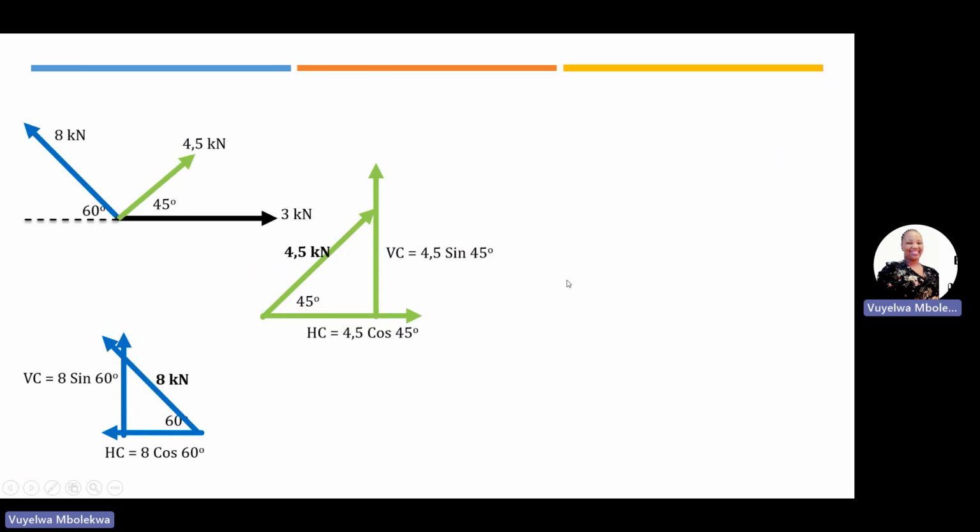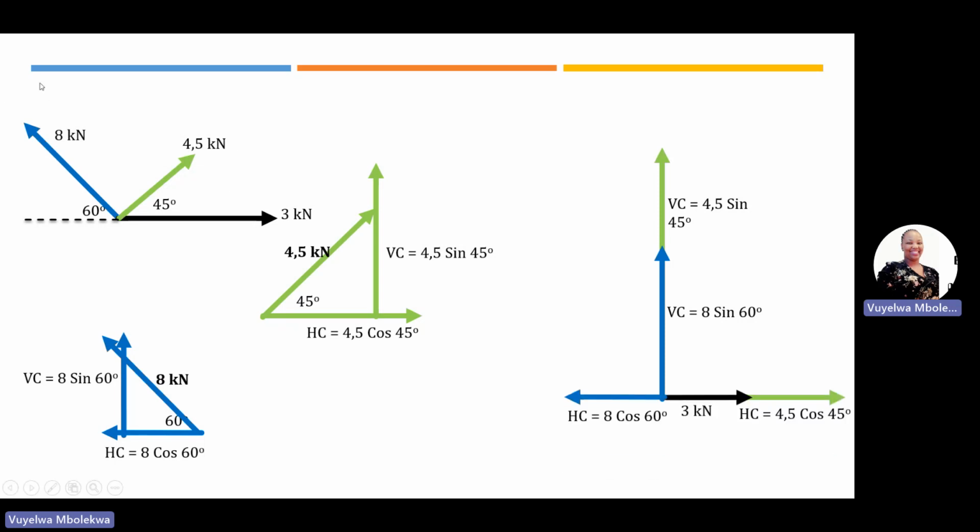So if you were to resketch it, it would look like that. Those are your vertical components, just the two of them: the vertical component of the 8 kilonewton force and the vertical component of the 4.5 kilonewton force. Horizontally, you have the black force, the 3 kilonewton. That one is already horizontal, so you don't do anything with it. You just bring it along, as well as the horizontal component of the green force and the horizontal component of the blue force. Then you would do the maths.